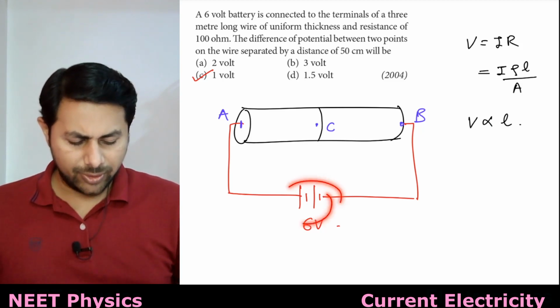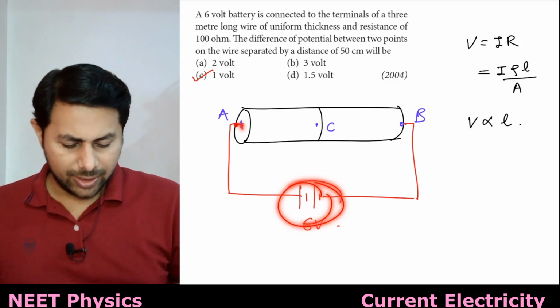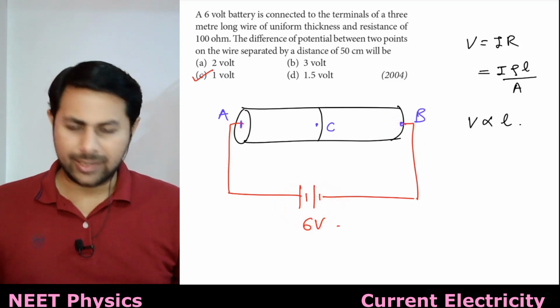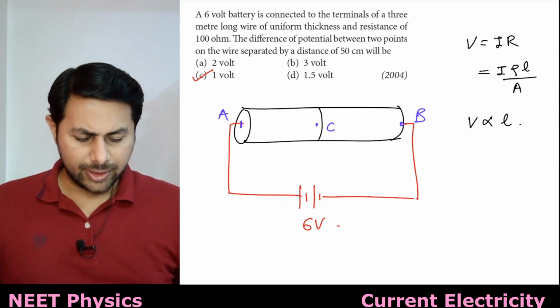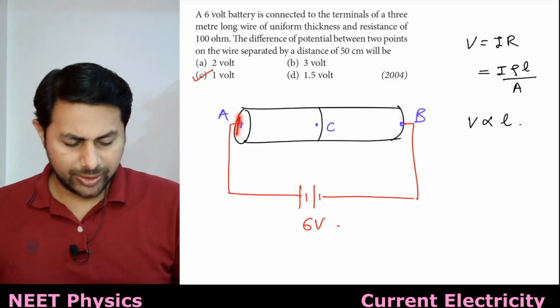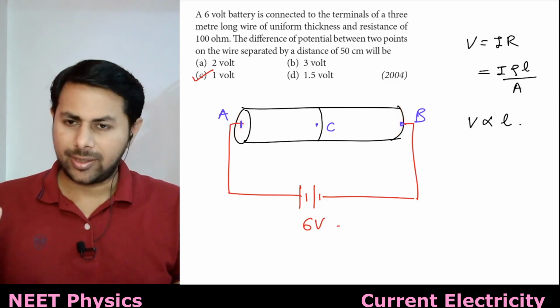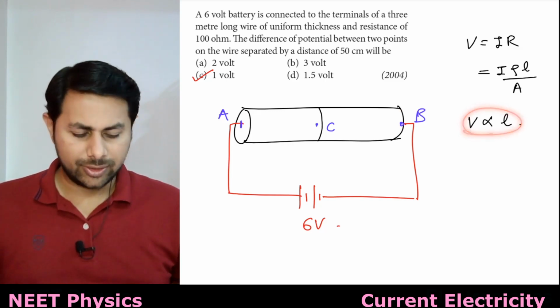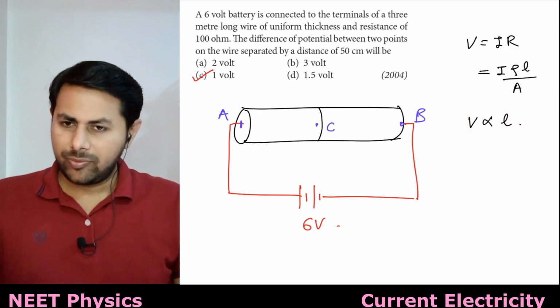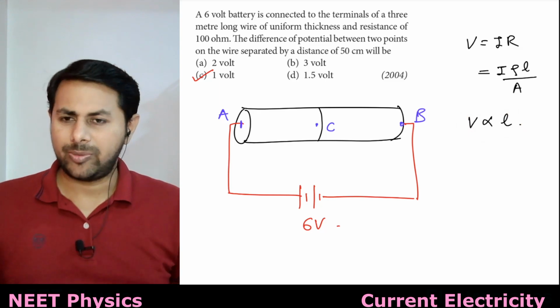Now if a 6 volt battery is applied to the terminals of this wire having length 3 meters, then the potential difference between these 2 points separated by 3 meters is 6 volts, and V is directly proportional to length. So if you take just 50 centimeter of length, how much would be the potential difference?